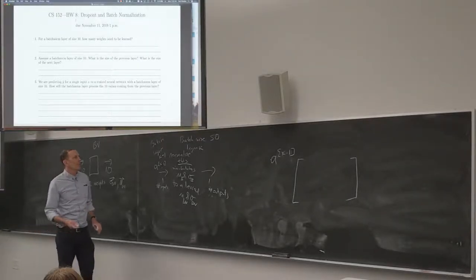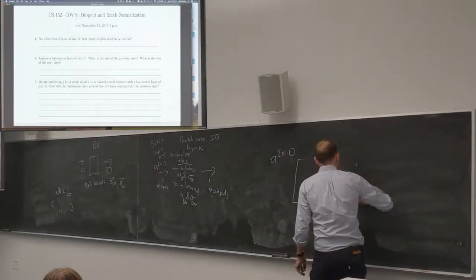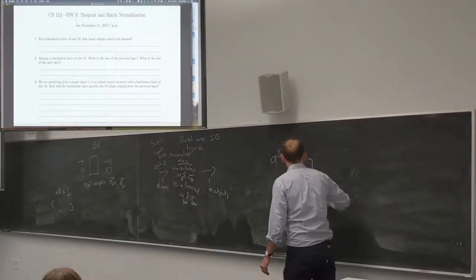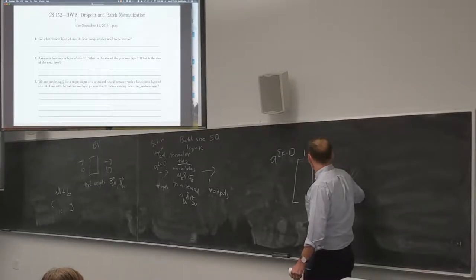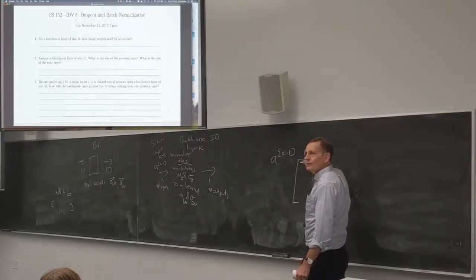So here, A at k minus 1 is going to be 1 by 50. Training instance 1, 2, 3, 4, all the way to 50.